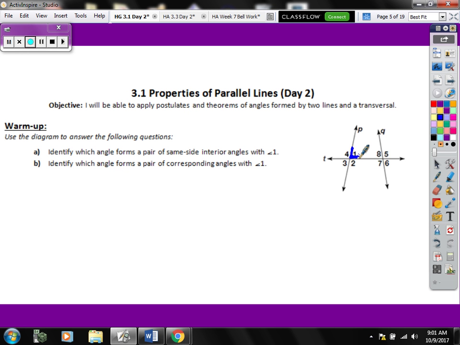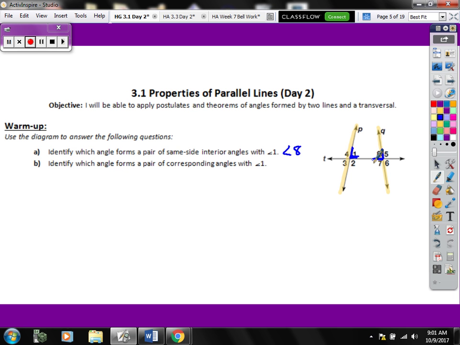So give me another angle that when I pair it with 1 will get me a pair of same-side interior angles. And if you need to, use your highlighters to identify your two lines. I actually would suggest you don't highlight the transversal. Marquise? Angle 8. Good. Angle 8 would get me a pair of same-side interior angles.